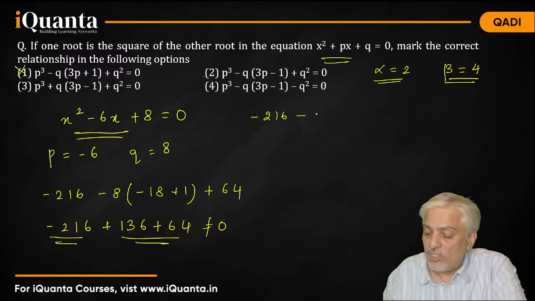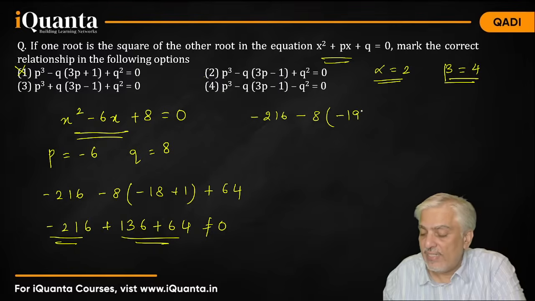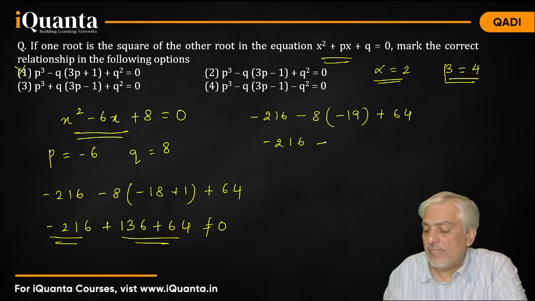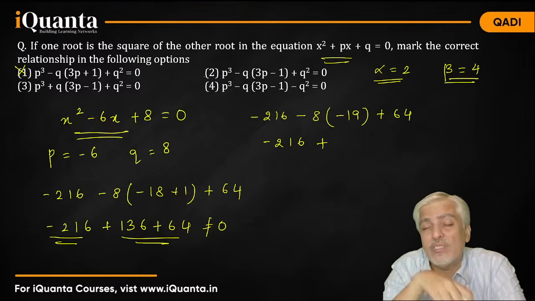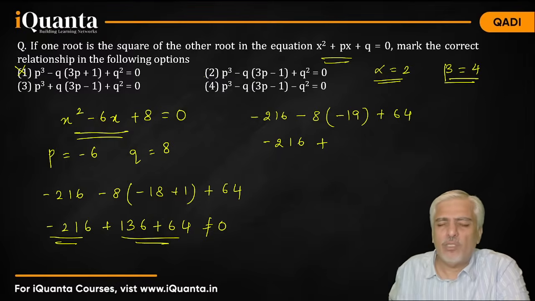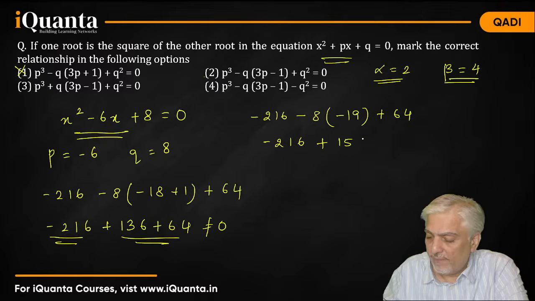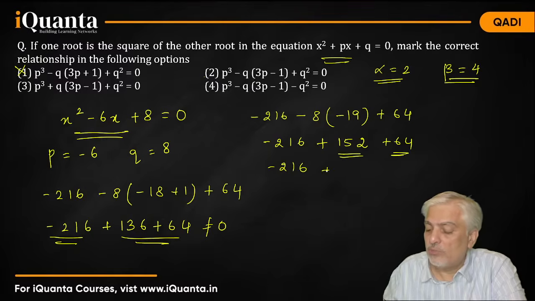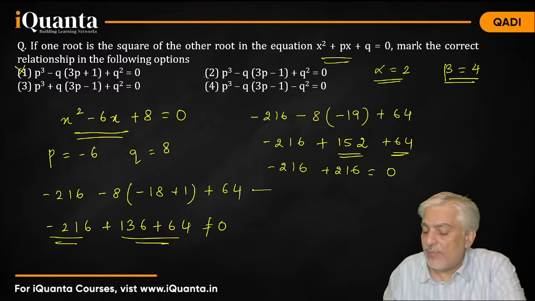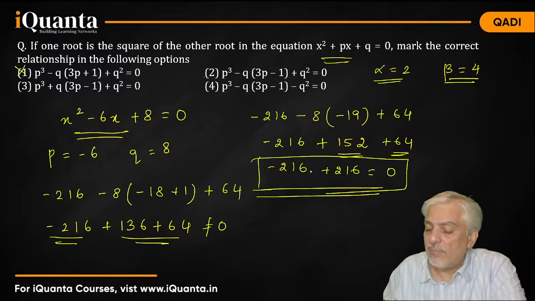Okay. Minus Q, minus 8 into minus 18 minus 1. So minus 19 plus 64. Negative 216 plus 19 8s are... 19 4s is 76. 76 का double, 140, 152. Plus 64. Negative 216 and this is positive 216. Answer is coming out to be 0 and hence my answer is correct.